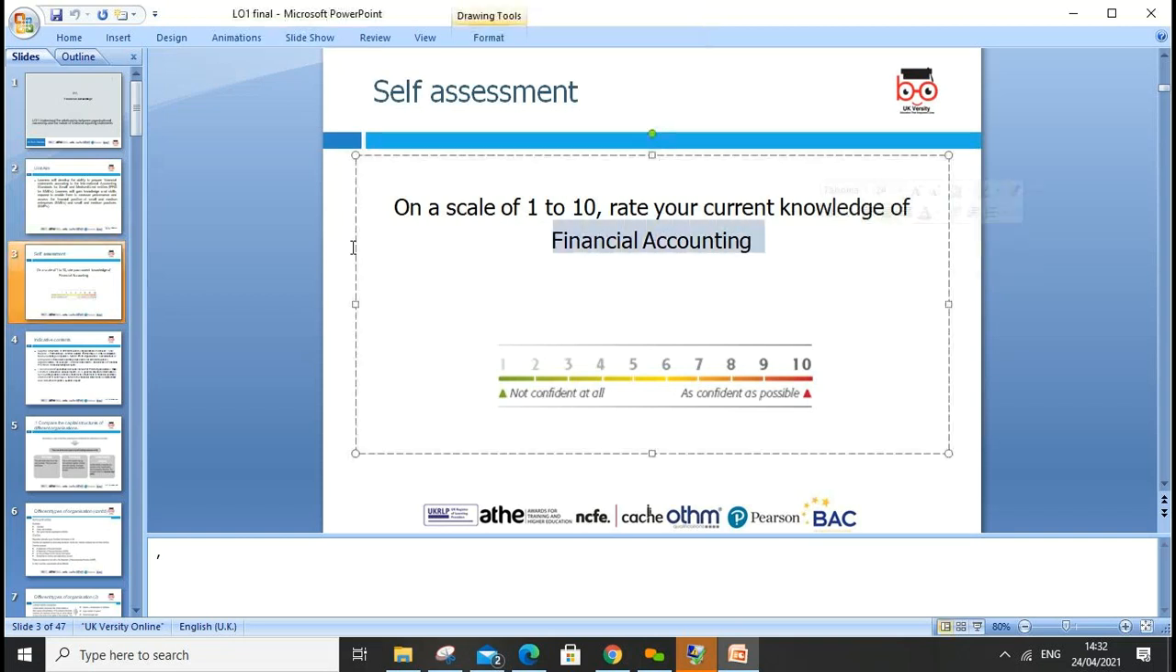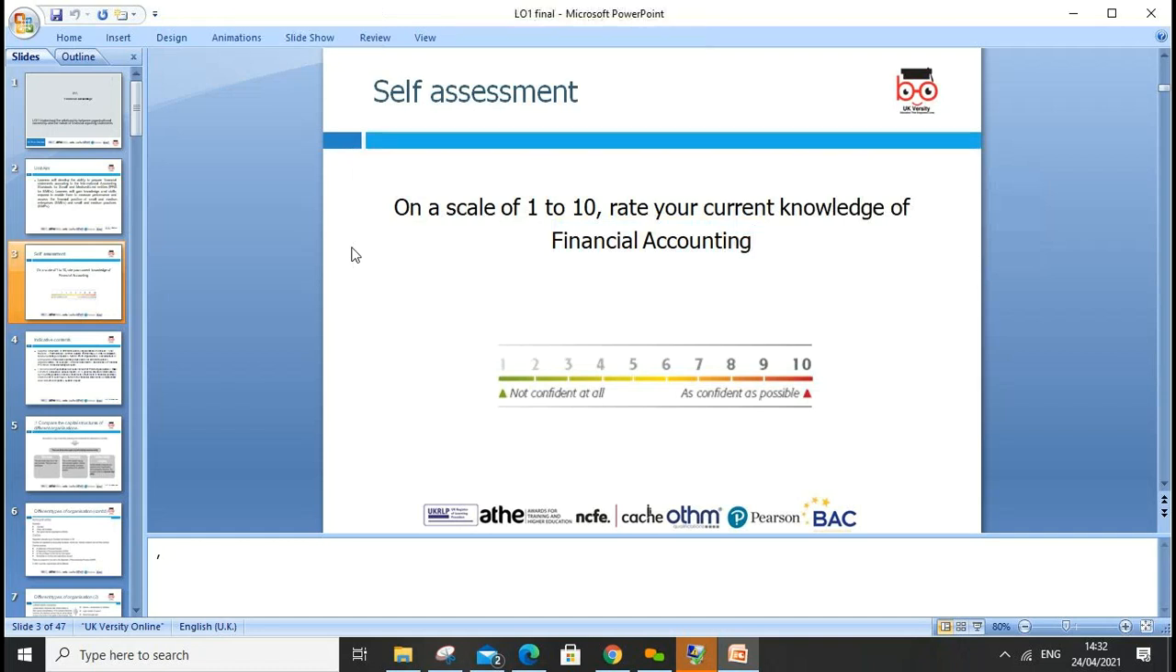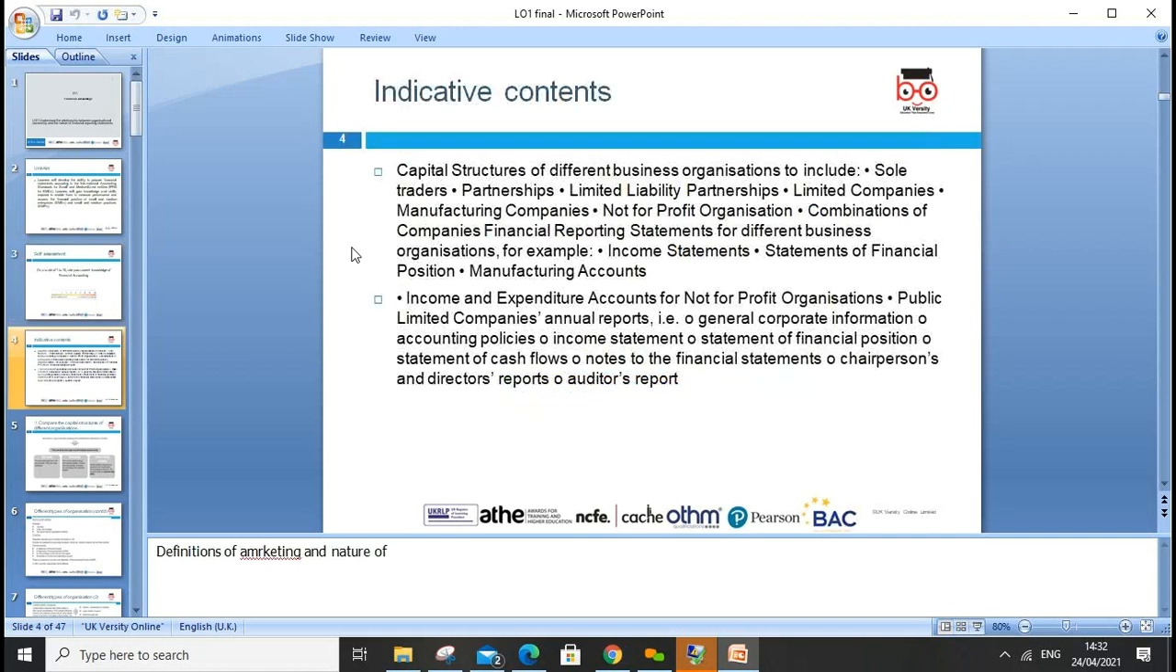Okay, financial accounting, 1 to 10. What do you think? How much do we know? On a scale of 1 to 10, can we reflect? We're somewhere in the middle. 7. Okay, good. Great.